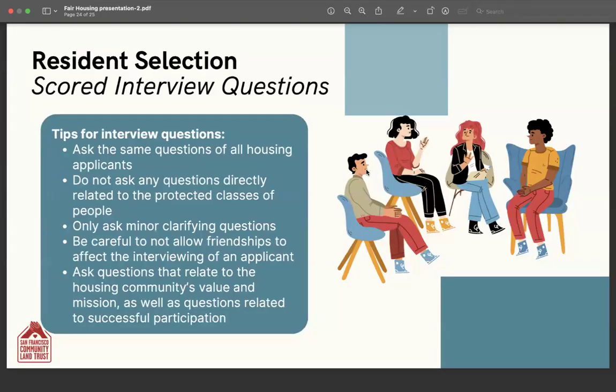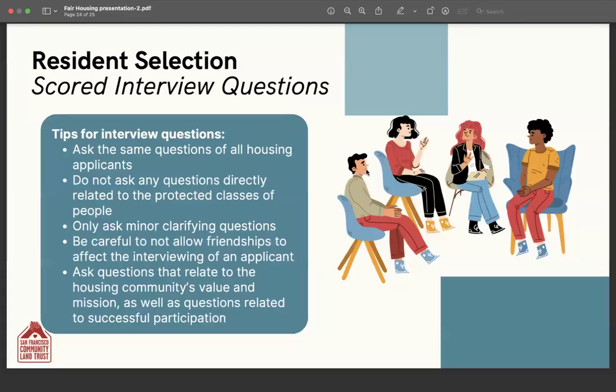And this is a way, again, for you to get to know the people who are applying to live in your housing community, as well as for them to get to know you as well. It'll be really revealing for them what questions you ask. And again, happy to provide any examples of interview questions.